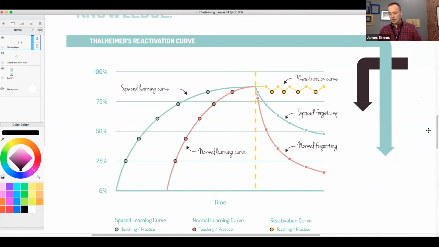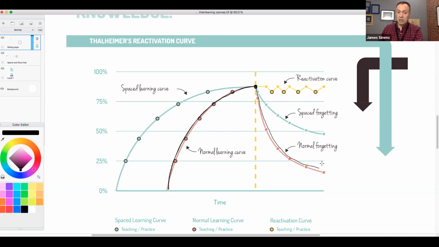The first one is the difference between spaced and normal forgetting. I just want to be crystal clear as much as I can be. This might be the typical experience of learning something through a blocked classroom experience. We go to a classroom, we learn it relatively quickly. This is us leaving the lesson. And what Thalheimer is showing us is that the forgetting is quite steep from that environment.